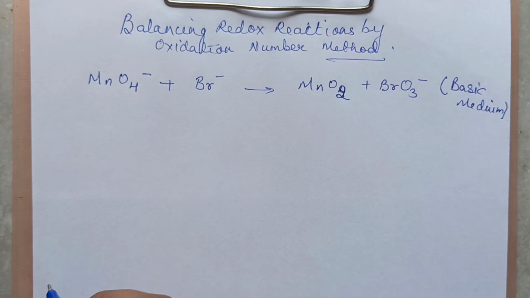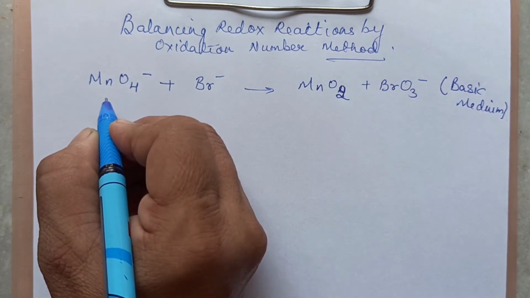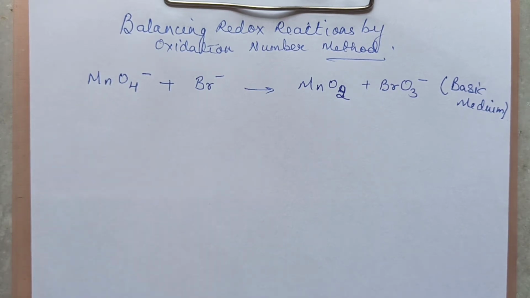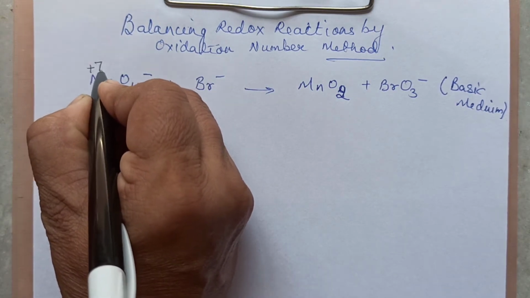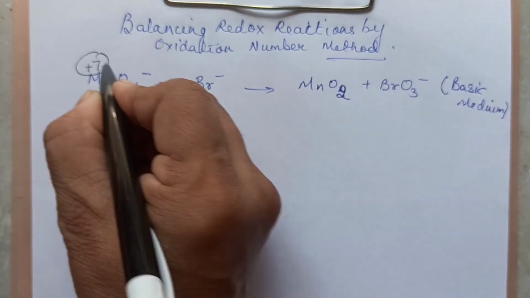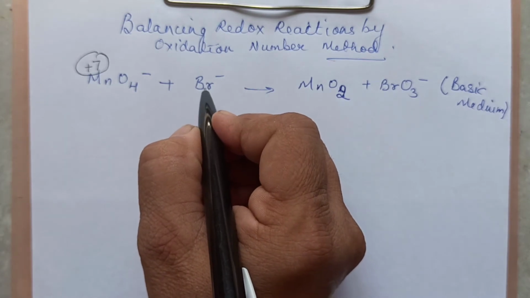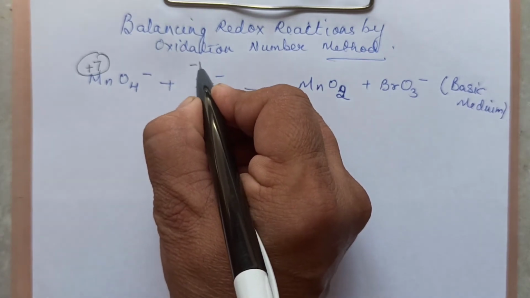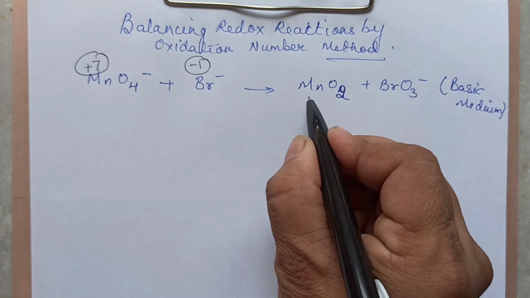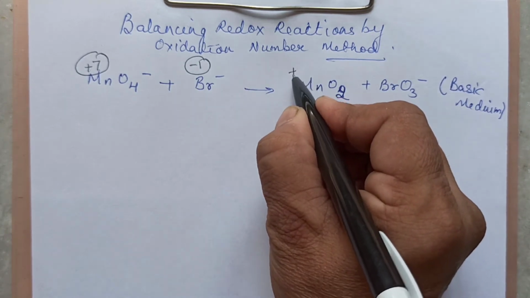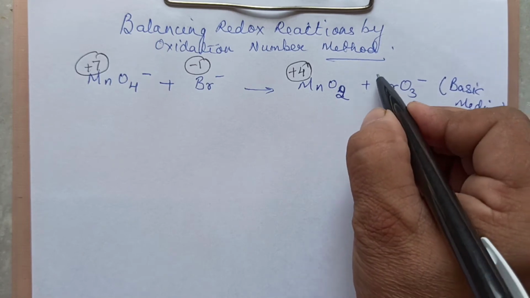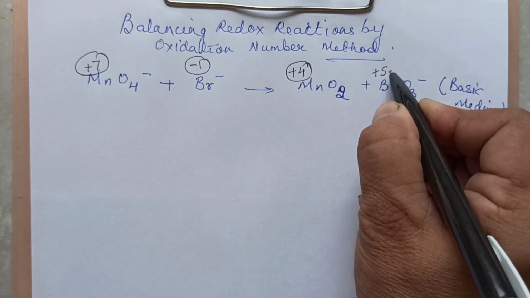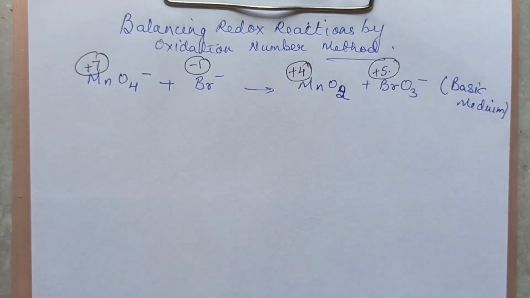So first step is the same. You will be calculating the oxidation states of the various elements which are present in it. So Mn is plus 7. Br is a monoatomic ion, so it is equal to the charge, that is minus 1. And this Mn, if you are calculating, you are getting this as plus 4. And this Br, if you are calculating, you will get it as plus 5, right?